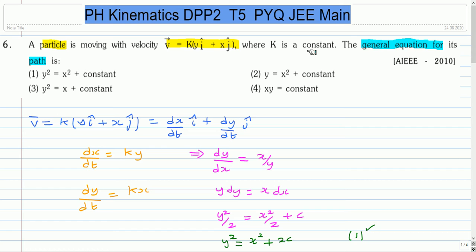is a constant. The general equation for its path is, so the velocity v is given as k into y i cap plus x j cap, and the velocity is dx by dt i cap plus dy by dt j cap. Now from this we get dx by dt as ky and dy by dt as kx. So dividing these two we get dy by dx as x by y. So rearranging and then integrating both the sides we get y square equal to x square plus constant. So the correct option is option 1.